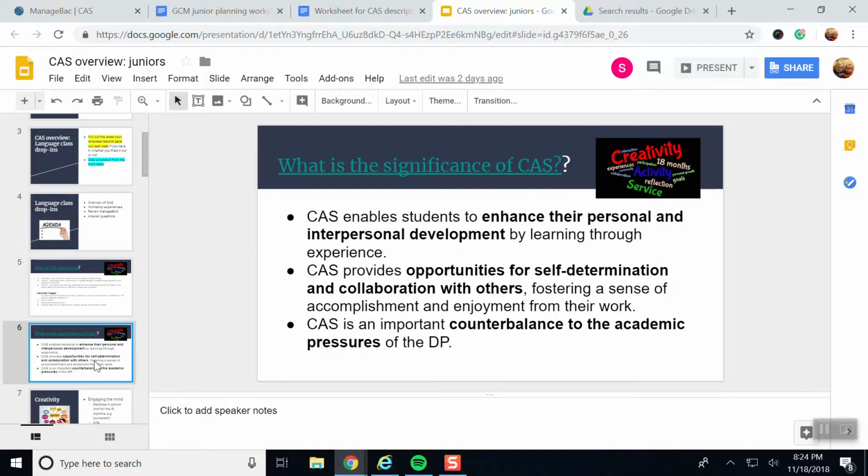We're obviously working with others, as I already said, and then even though there is some stress that is going to go along with CAS, and that really comes in the form of you logging your experiences, doing the hours, writing reflections, elements like that, that is supposed to offer a counterbalance to the academic rigor of the diploma program.